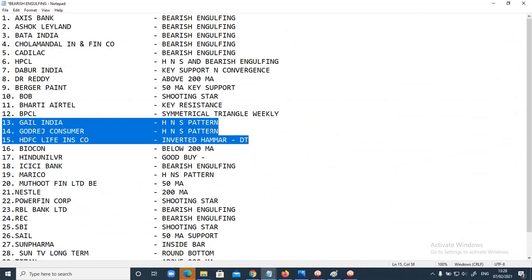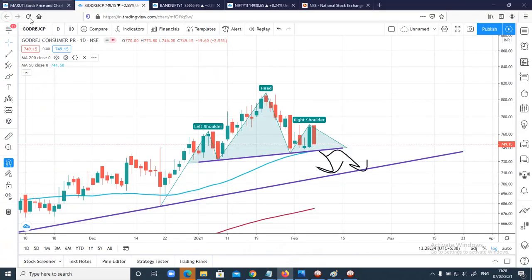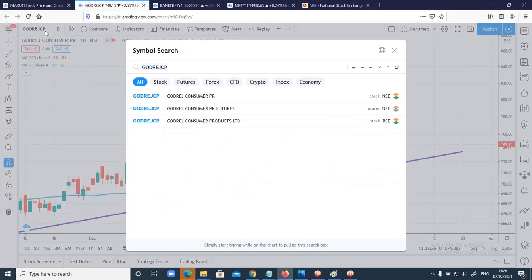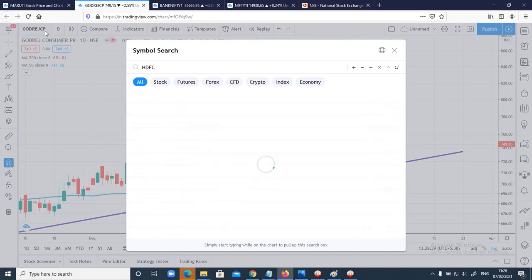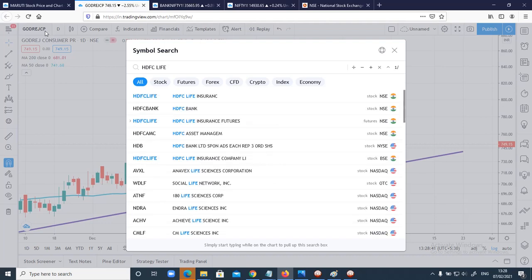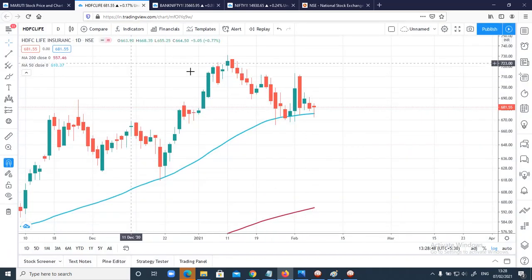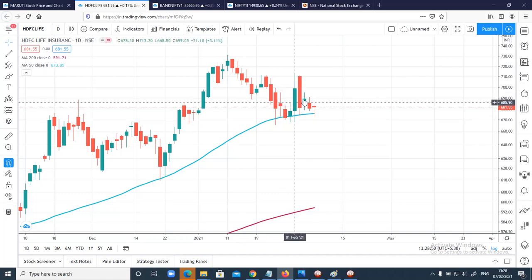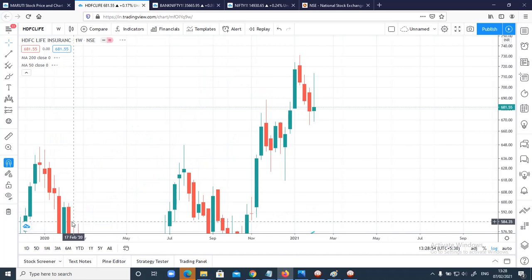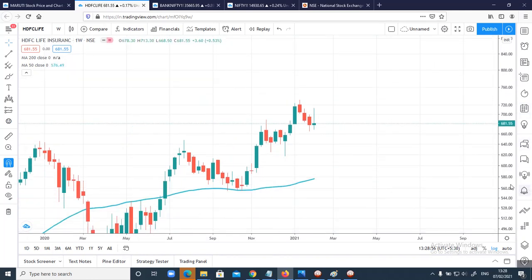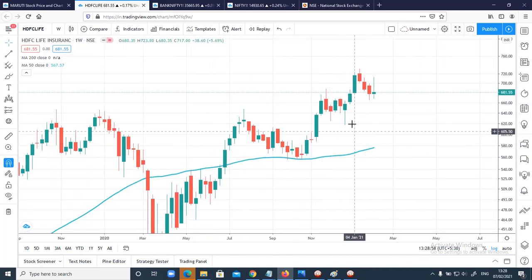HDFC Life Insurance has formed something like an inverted hammer. Okay, let's check out what it is. HDFC Life Insurance. I usually use the 50 moving average and 200-day moving average while I'm analyzing a stock. I have written it as an inverted hammer. I don't know, let me check it with the weekly chart also. Okay, based on the weekly chart, I have written it as an inverted hammer.